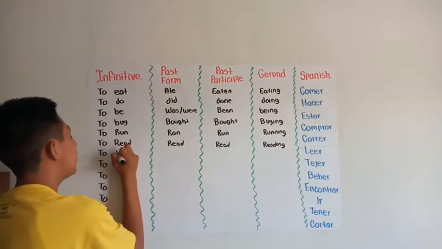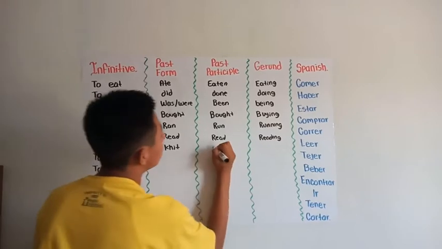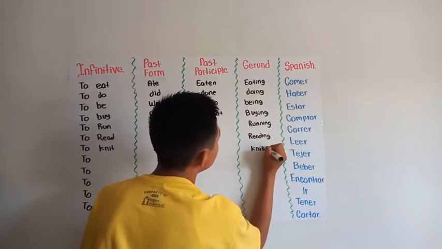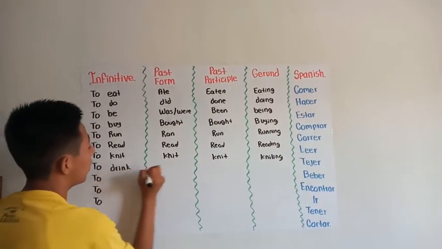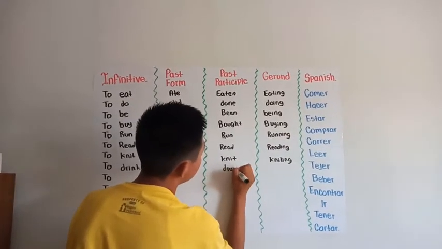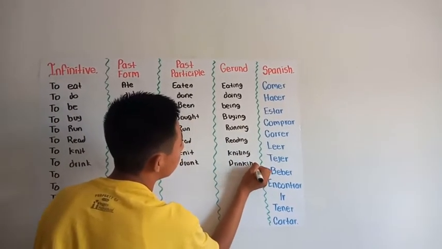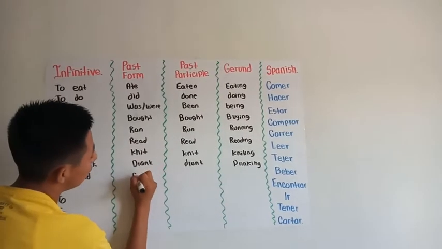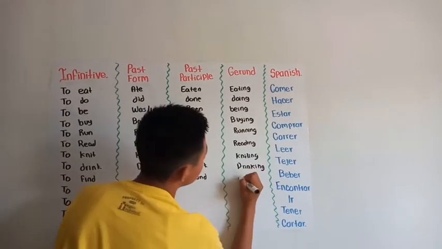Tejer, to knit. It's the same in the three forms. To knit, knit, and knitting. Beber, to drink. Drank, drunk, and drinking. Encontrar, to find. Found and finding.